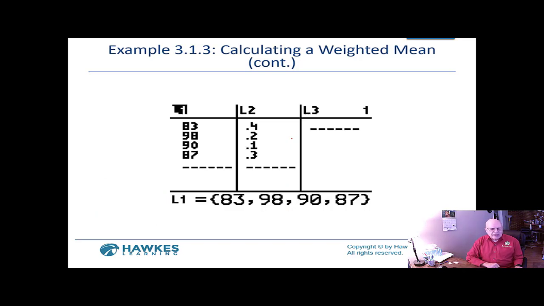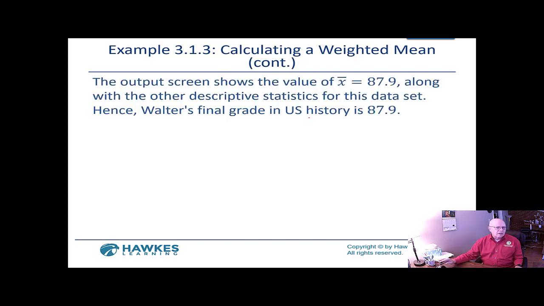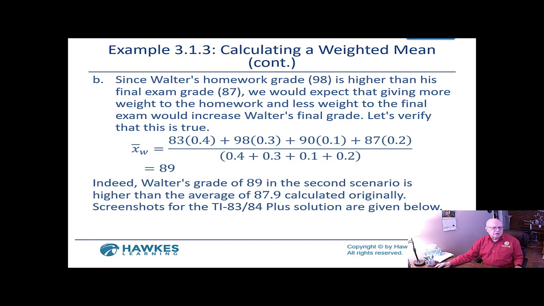This is what it would look like in the calculator. Notice here are the scores in one list. Here are the weights in the second list. Just go to stats and so on. And there's your result. There's Walter's score. That's his final grade. So Walter did pretty well.